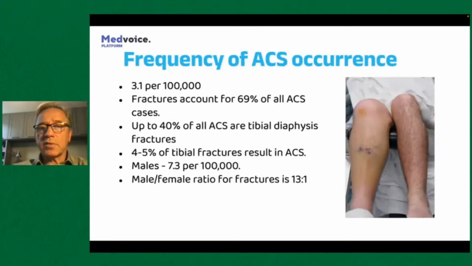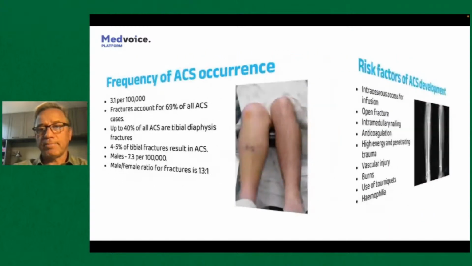What's the frequency? It's 3.1 per 100,000 cases. And fractures account for almost 70% of compartment syndrome. Up to 40% are tibial. 4 to 5% of tibial fractures result in acute compartment syndrome. Males have a a lot higher incidence because males do have more fractures.